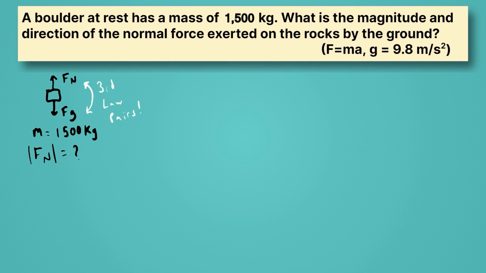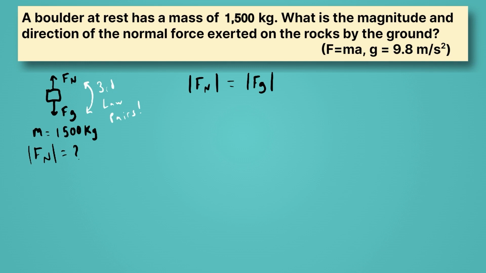Now, there's really two ways to think about how we can set up this equation. We can say that the force of normal is equal to the force of gravity. And we can know that from Newton's first law because we don't have any motion, right? This boulder is at rest. And if the boulder is at rest, those two forces must be equal and opposite. We could also think about it in terms of Newton's third law because they're Newton's third law pairs.